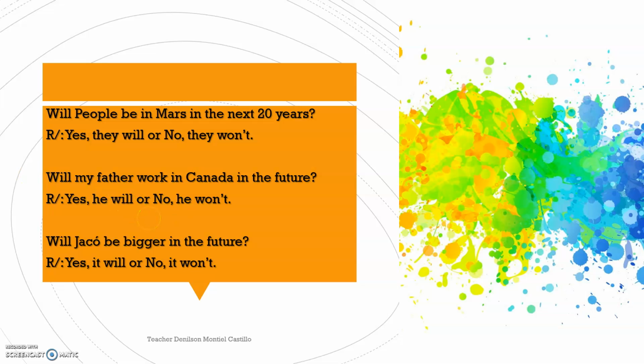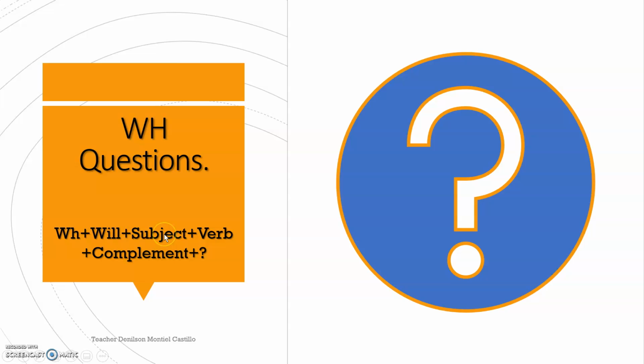Okay, let's go to the last category. Now, in this case, we have double H questions, which are a little bit different from yes/no questions. Double H questions start with double H. Double H stands for what, where, which, when, who, whom, all these interrogative pronouns. Then we have will, the subject, of course, the verb, and the complement, and of course, the question mark.